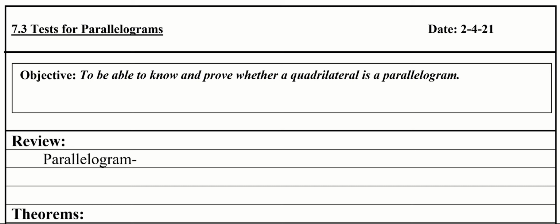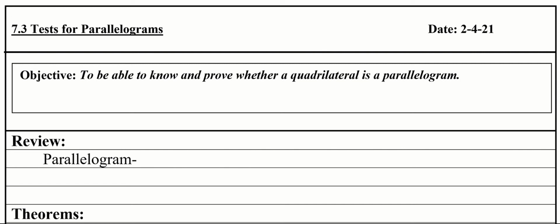All right, we're going to go ahead and get into the next section of notes for this unit. So this is going to be 7.3, and we're talking about tests for parallelograms. The date that we did this is the 4th, and our objective for today is to be able to use what we've talked about with parallelograms to prove that the quadrilateral I'm looking at is a parallelogram.